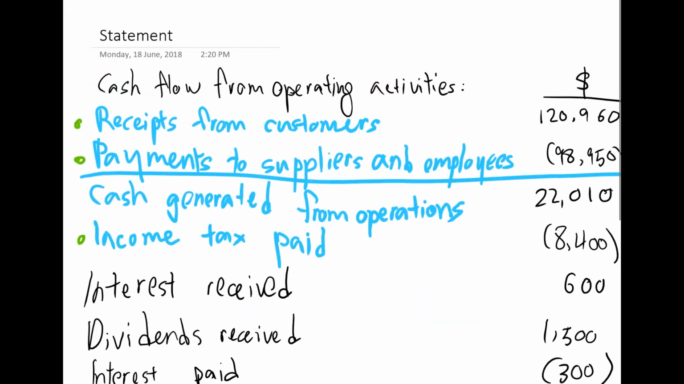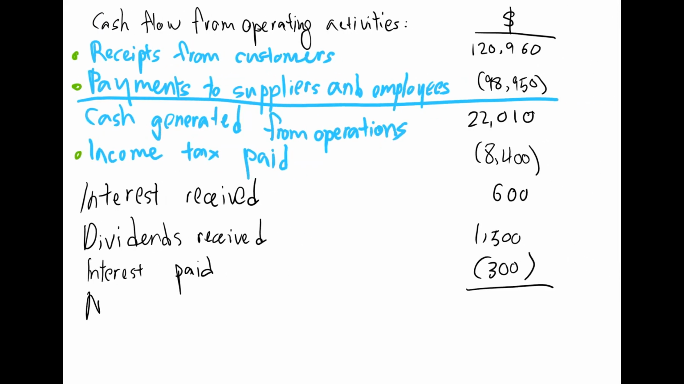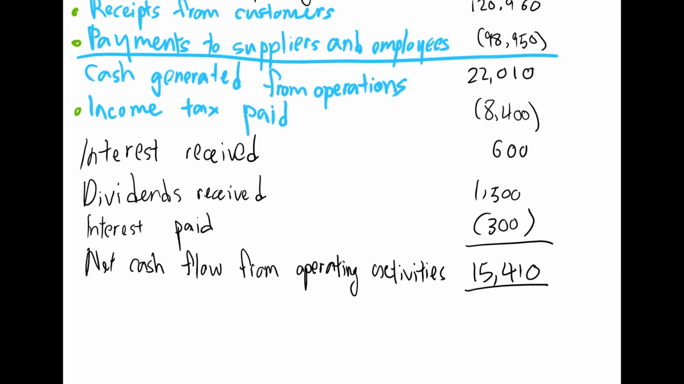Once I'm done, I need to sum everything to find out my net cash flow from operating activities. So my net cash flow from operating activities equals 22,010 minus 8,004 plus 600 plus 1,005 minus 300 equals 15,410. Okay, so this is my net cash flow from operating activities, 15,410.